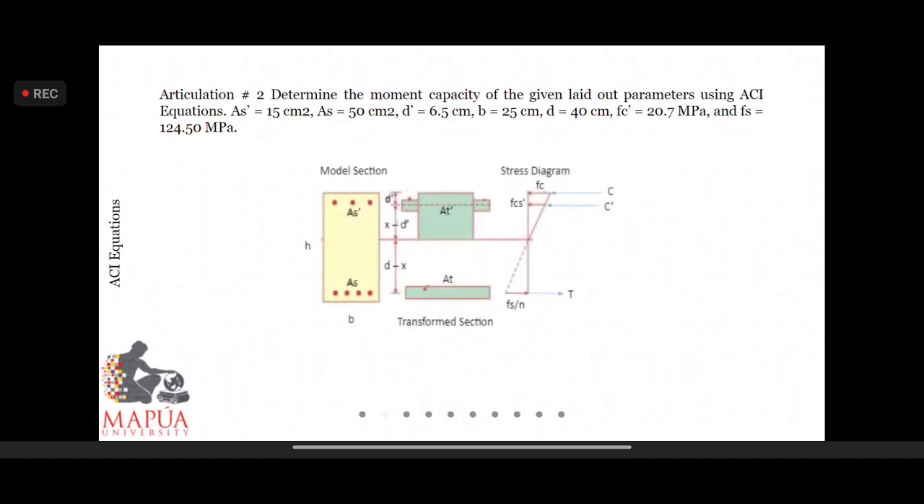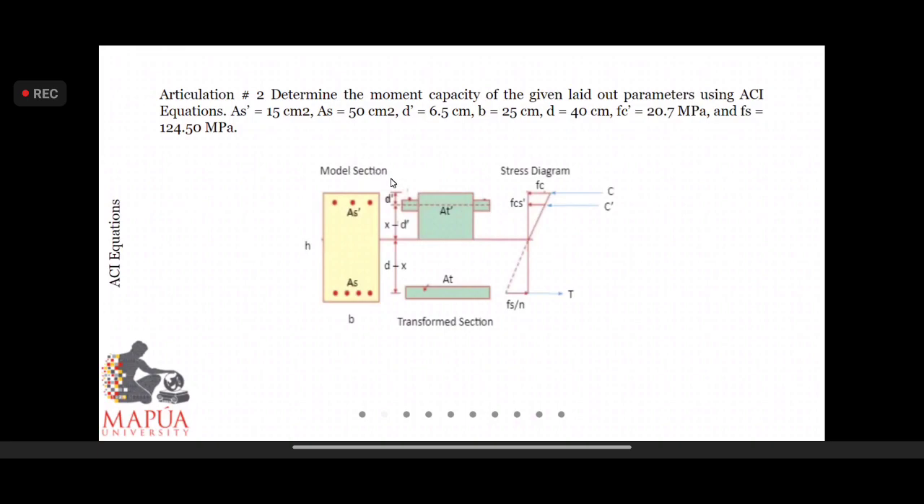Then we have this Illustration number 2. Determine the moment capacity of the given layout parameters. This time, we are going to use the same parameters, but the process is distinct. We are going to utilize the ACI equations. We will follow the same consideration for the representation of the neutral axis, but this time, instead of x, we are going to represent it as notated in numerous papers, as kd.